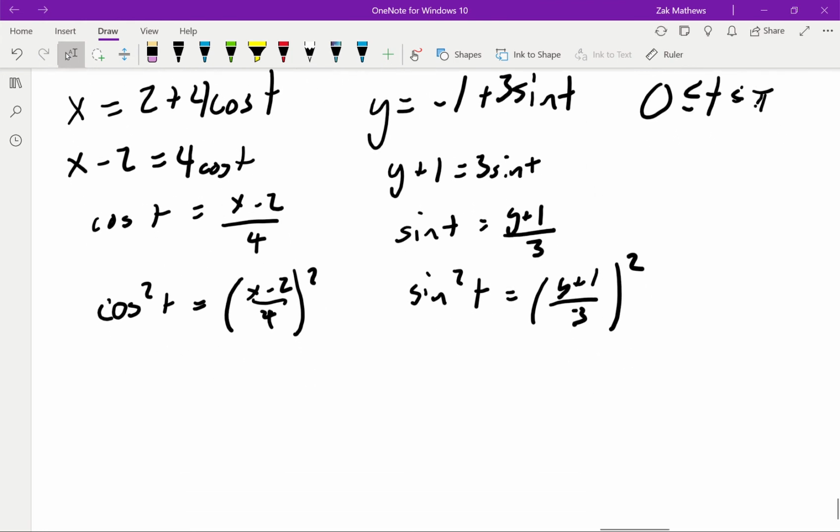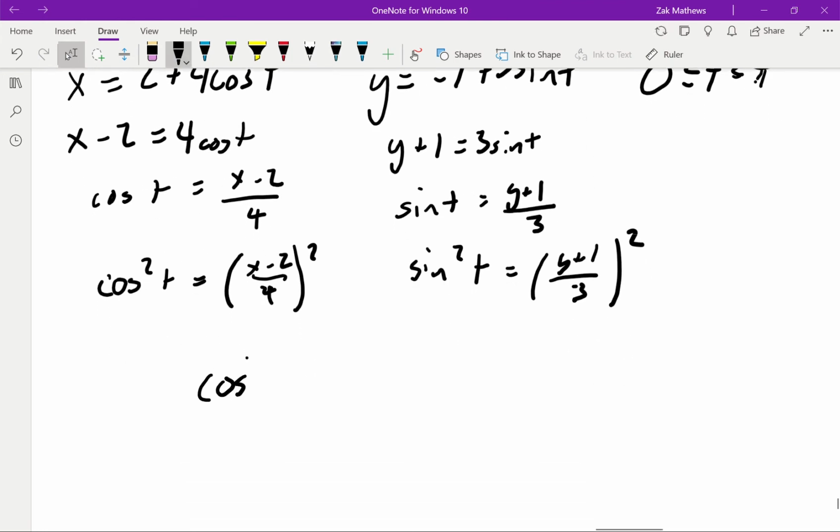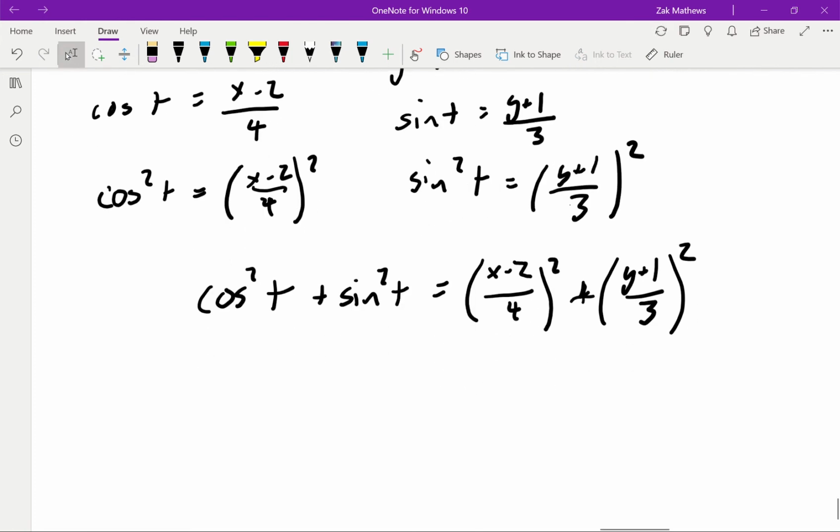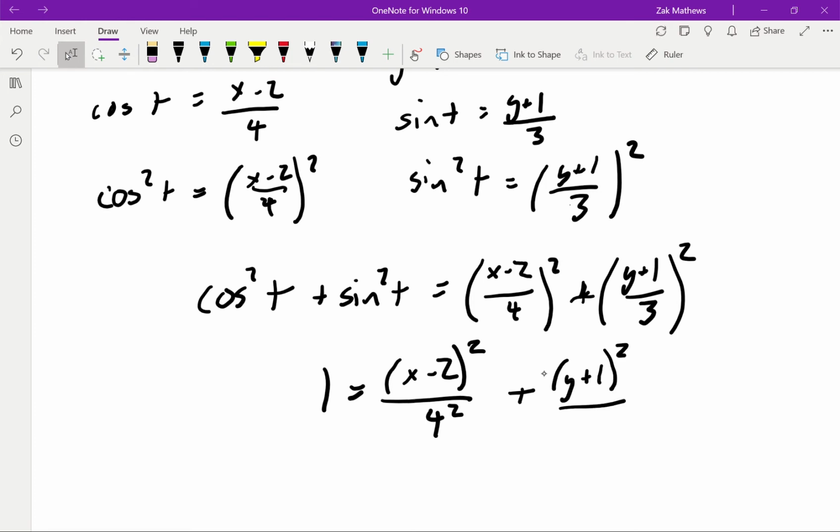Now that I have those squares, let's see what happens when we add them. So we have cosine squared t plus sine squared t, adding the two equations, equals x minus 2 over 4 squared plus y plus 1 over 3 squared, that should have been a positive 3, I just can't read my writing, and we get a 1. The parameter, the variable t has disappeared as we wanted. That has all just become a 1.